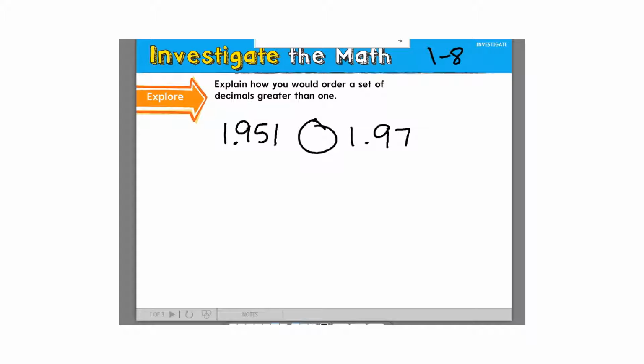So I'm going to do the same thing I did yesterday. I'm going to put my 2 decimal points like this, one on top of the other, and then I'm going to write my numbers in around my decimal points.